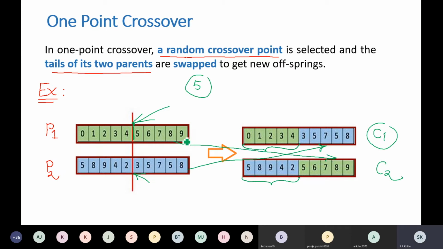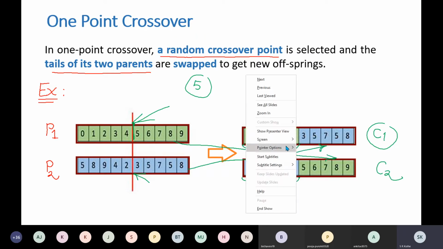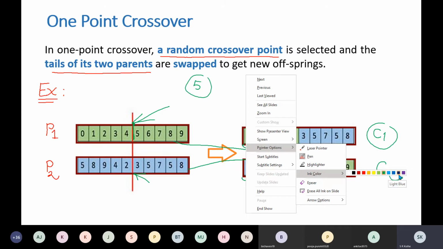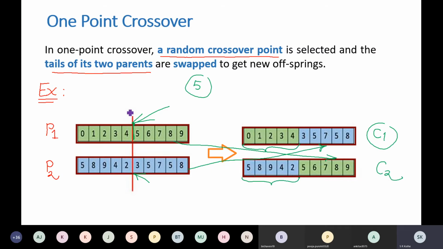You will find out 5, 6, 7, 8, 9, that we have attached with tail of C2. Right. So C2 and C1, they are generated from P1 and P2. So one thing you might have noticed out here: tail of this P1, you have attached that with tail of C2, and tail of P2 we have attached that with tail of C1.